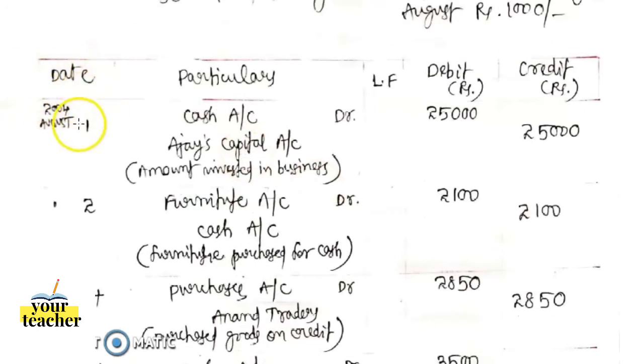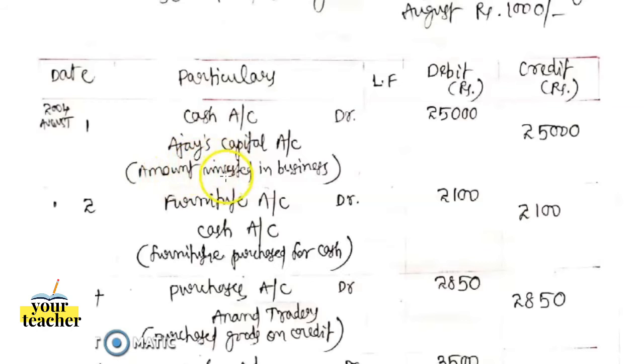To take the first case, it is mentioned that Ajay started business with cash. Ajay started business with cash means you can consider the cash account as the debit side, and what Ajay has is actually the capital. He is starting business with an amount of rupees 25,000, which is converted into capital. So the cash account is the debit side, and Ajay's capital we can consider as the credit side.